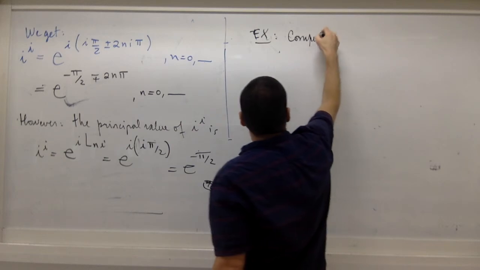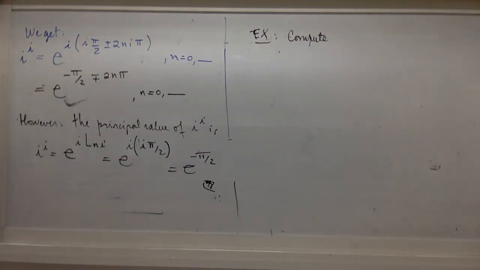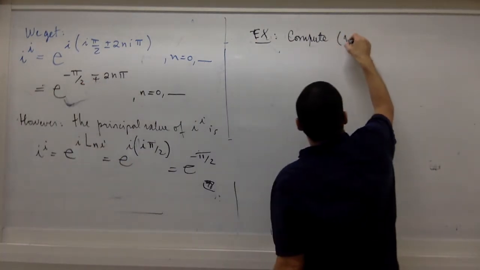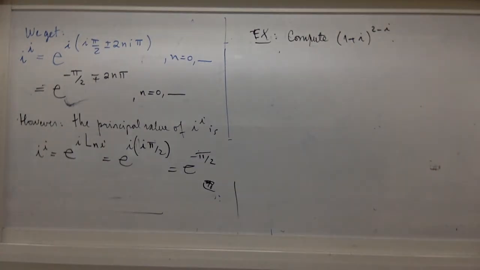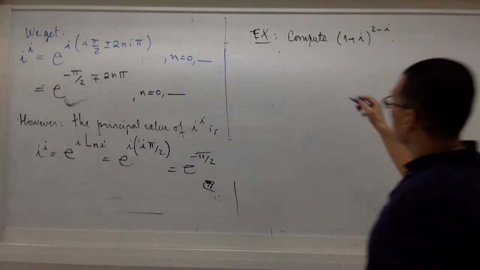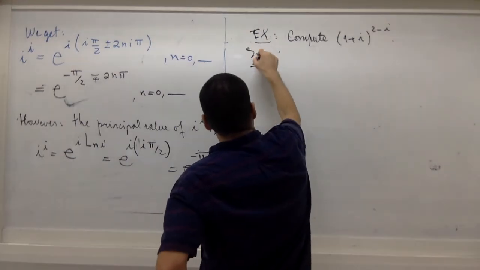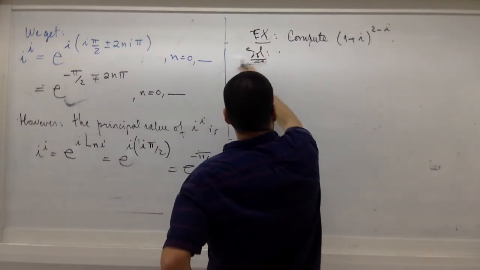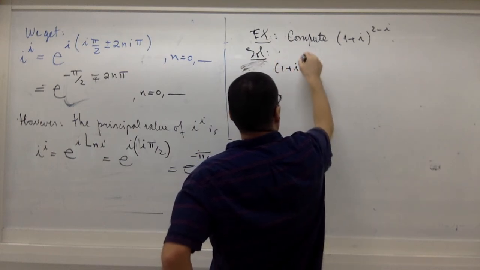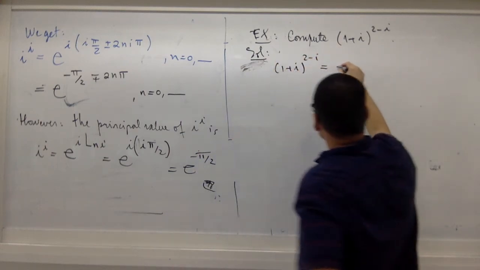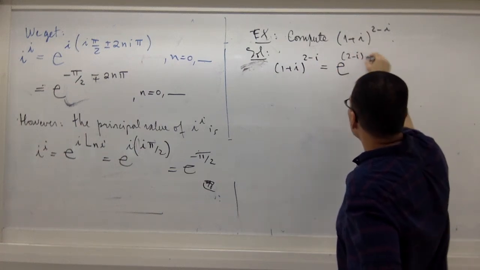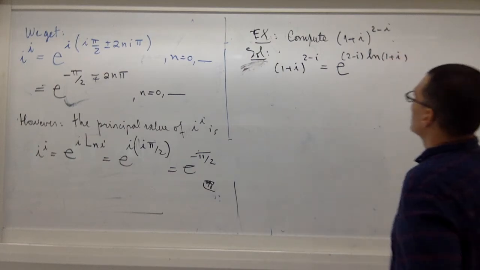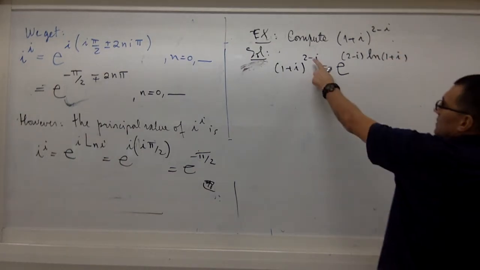All right. So yet another example. Compute the number (1 plus i) power (2 minus i). So let's see what we get there. By definition, (1 plus i) power (2 minus i) is the exponential of (2 minus i) times the logarithm of 1 plus i. It's like this is your c and this is your z.